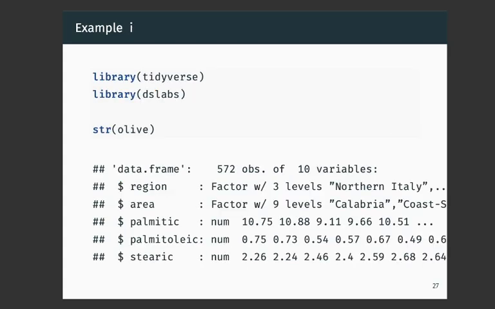Next, we're going to look at how to apply canonical correlation on a real data set. The dataset we're going to use is called Olive. It's in the DS Labs package. And this dataset contains information about olive oils in Italy. So we have data on the region where it comes from, the area within those regions, and then information about the concentration in different acids. So palmitoleic, stearic, etc.